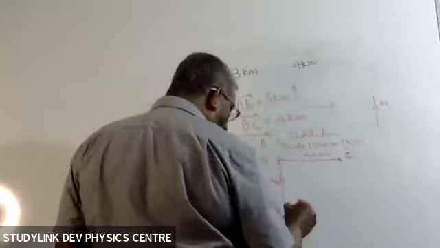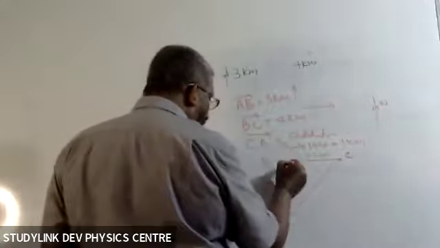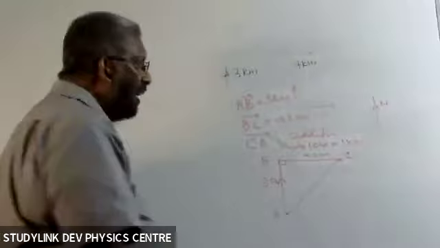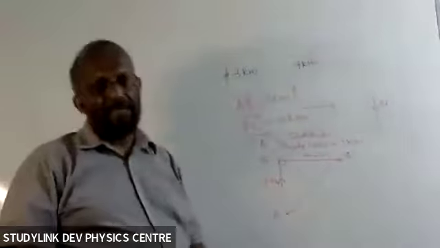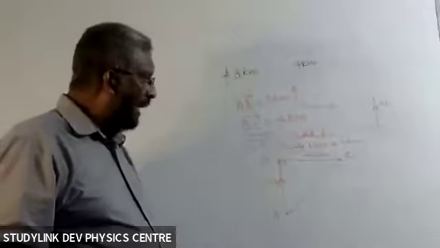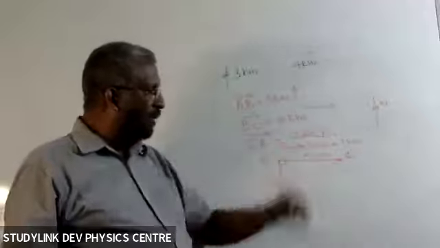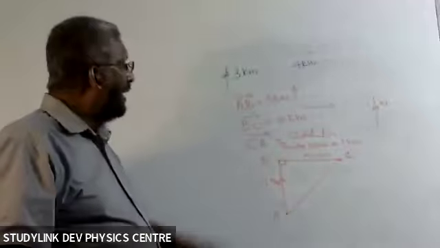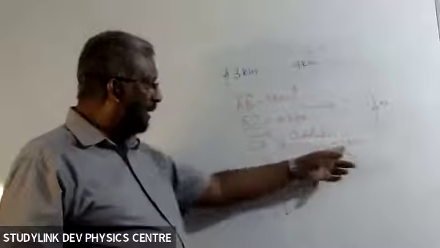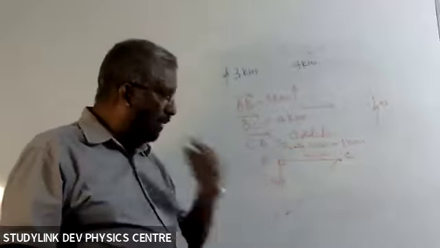Connect A to C. This is 90 degrees. You can draw it geometrically. That means first you write the scale: 1 centimeter is equal to 1 kilometer. Then 3 kilometers is equal to 3 centimeters, and 4 kilometers is equal to 4 centimeters.